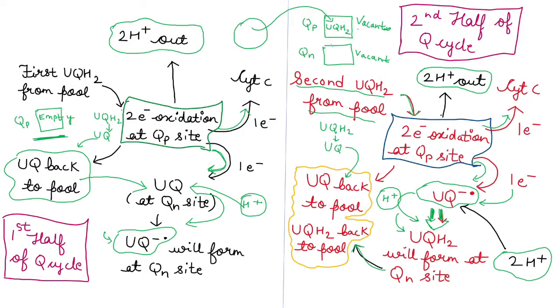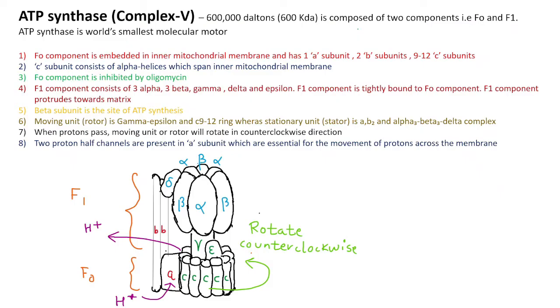This was the electron transport chain and Q cycle. I hope you have understood this very clearly. Yes. Next. Now the next things are very much easier to understand.